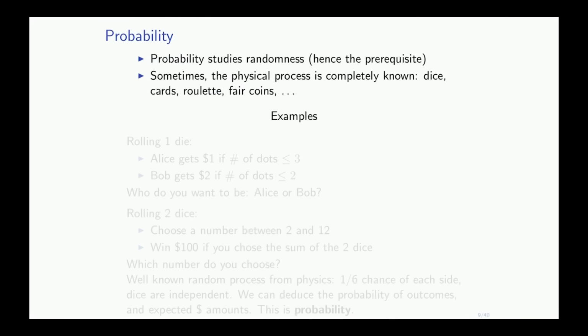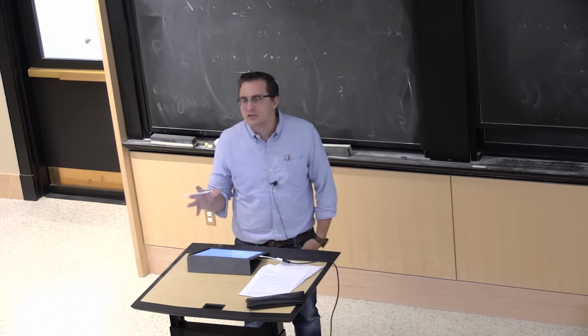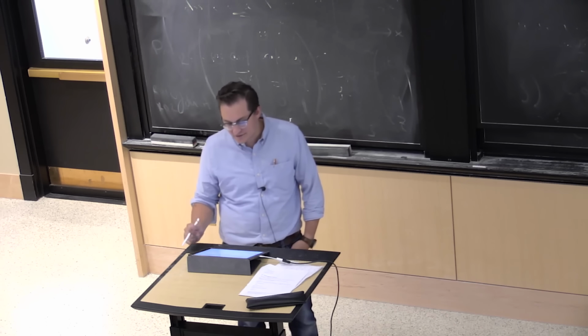So to understand randomness, you had to go through probability. Probability is the study of randomness. That's the first sentence that a lecturer in probability will say. And that's why I need the prerequisite, because this is what we're going to use to describe the randomness. We'll see in a second how it interacts with statistics.